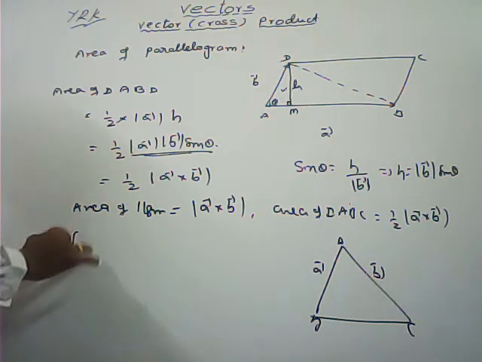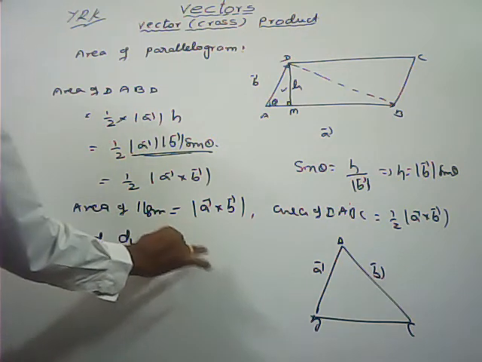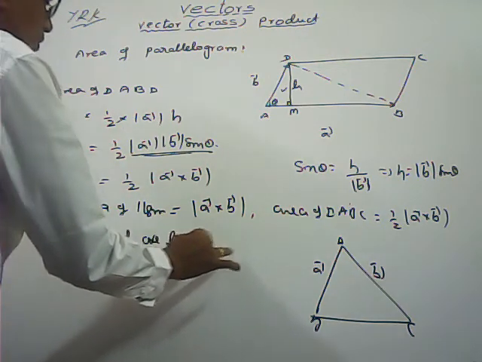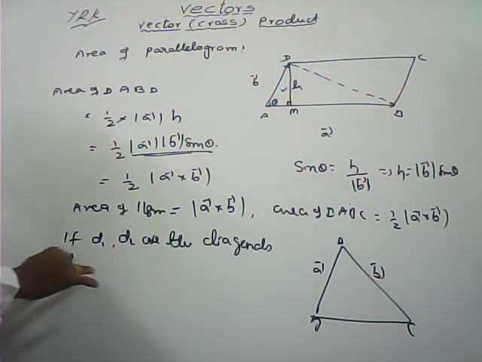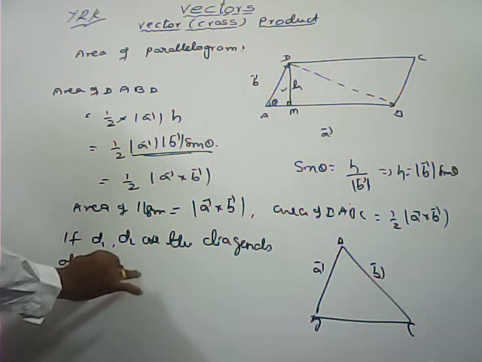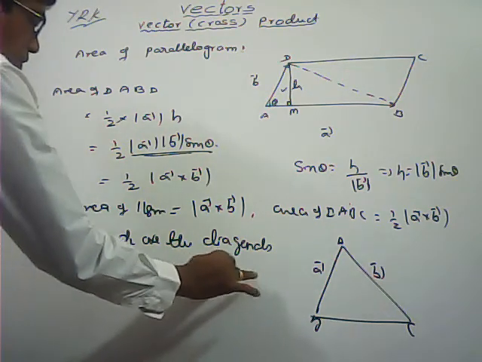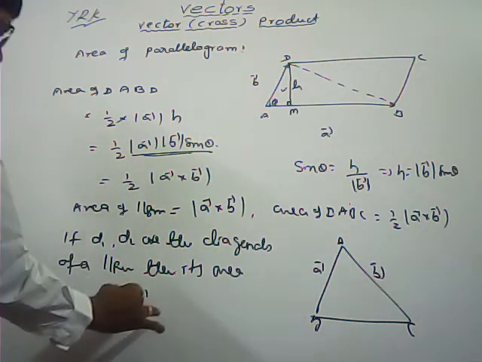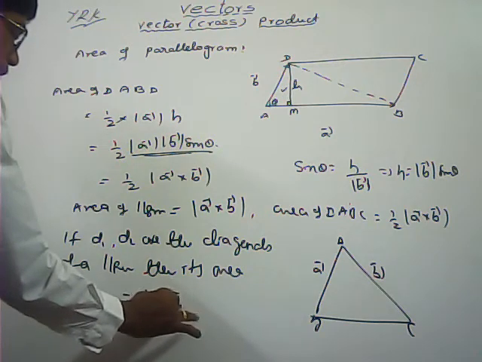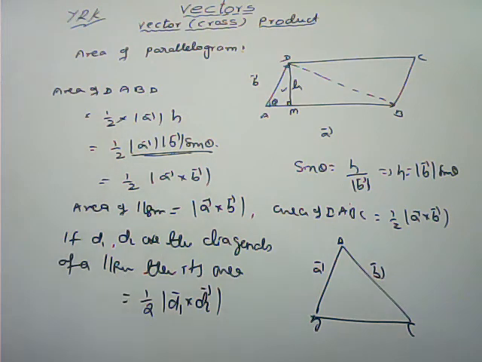Sometimes if D1 comma D2 are the diagonals of a parallelogram, then its area is equal to, sometimes if they give diagonals, we can write half into modulus of D1 bar cross D2 bar. So these are the formulas here we can use.